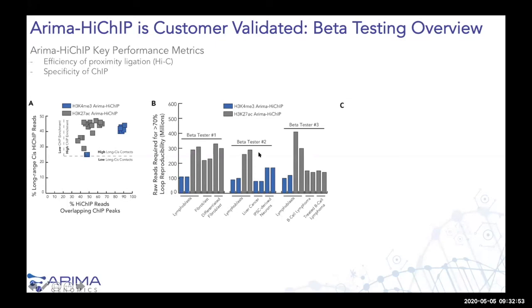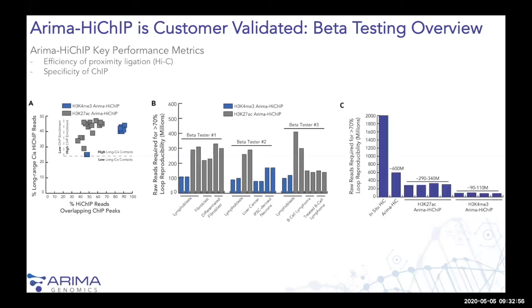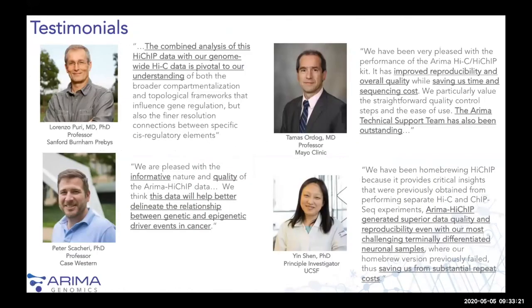acetylation-mediated loops. And if you step back and think about the sequencing requirements for these types of technologies, for in situ Hi-C, for loop level resolution, I believe ENCODE is recommending about 2 billion reads. For Arima Hi-C loop level resolution, we're talking about 600 million reads. And for the HiChIP, it's about 300 million reads for K27 acetylation and 100 million reads for K4 trimethylation. I would lastly direct you to some of the testimonials from these early access partners and beta testers.